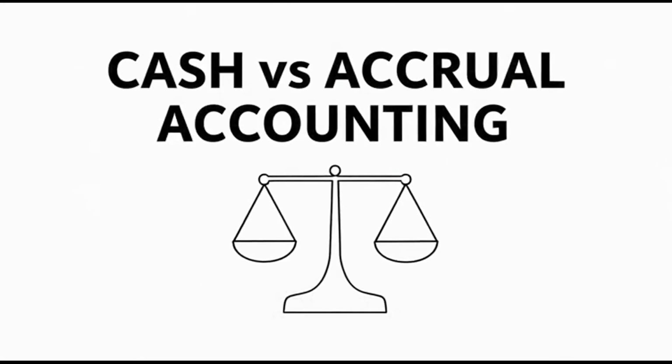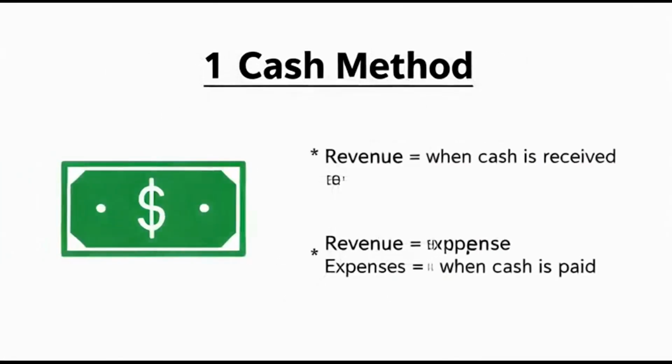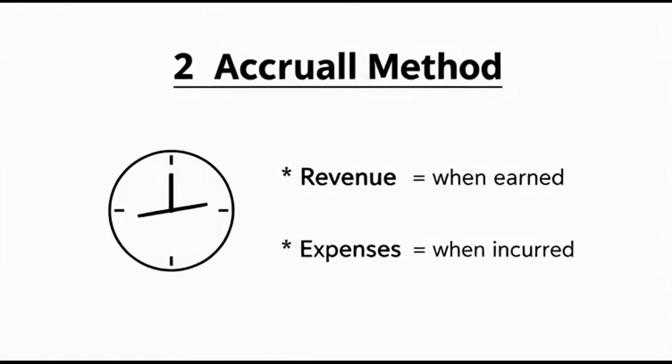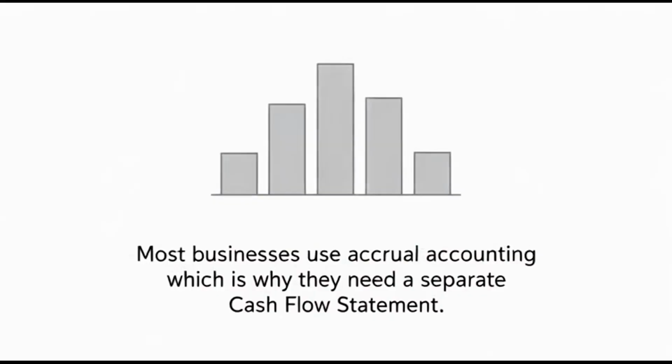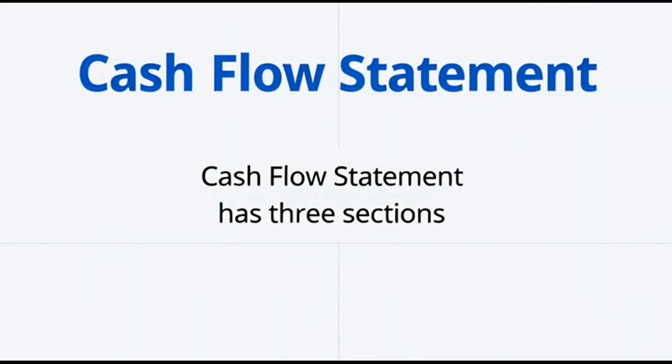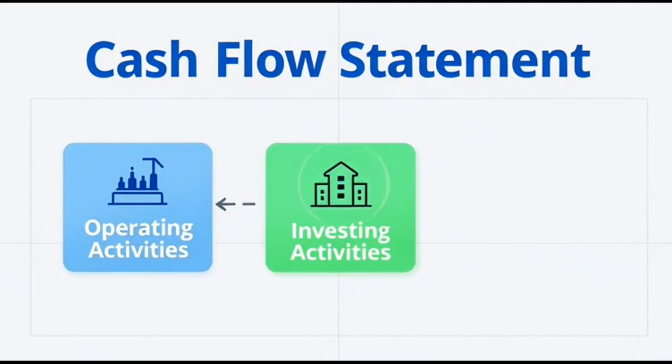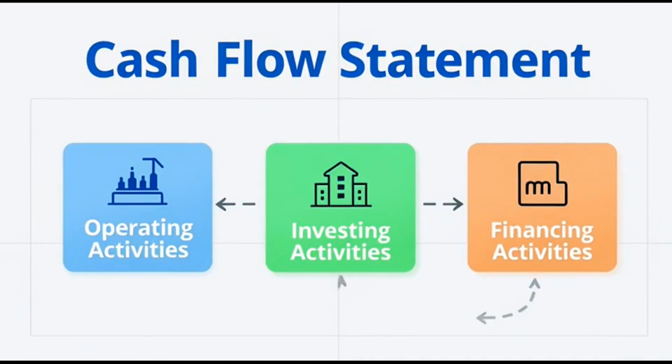There are two accounting methods you need to know. The cash method: revenue when cash is received, expenses when cash is paid. The accrual method: revenue when earned, expenses when incurred. Most businesses use accrual. The cash flow statement has three sections. Operating activities show cash from core business. Investing activities cover asset purchases and sales.